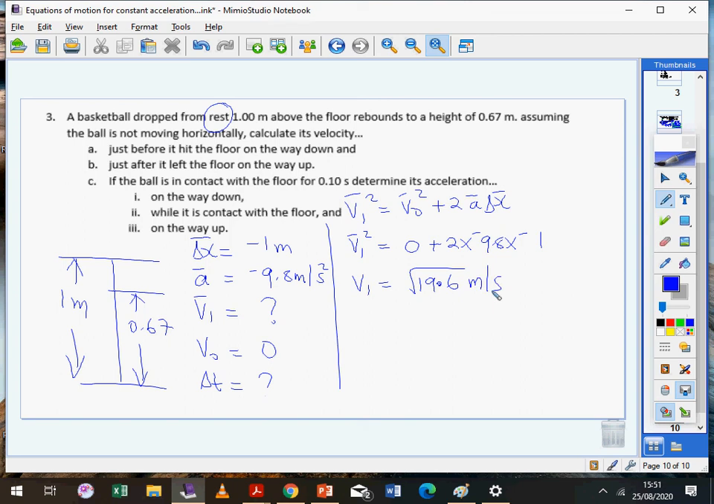Now, you can use the same reasoning to find part B, just after it left the floor on the way up. And I'd like to see what you guys come up with on that. So this is going to be the first part of your homework. You'll also finish part C.